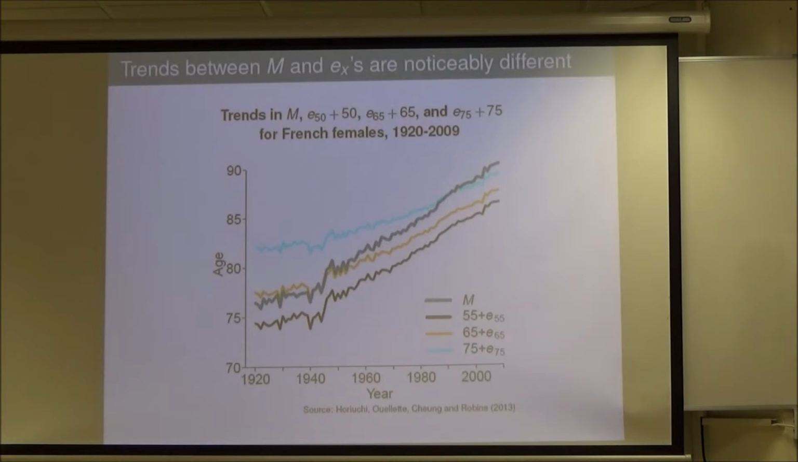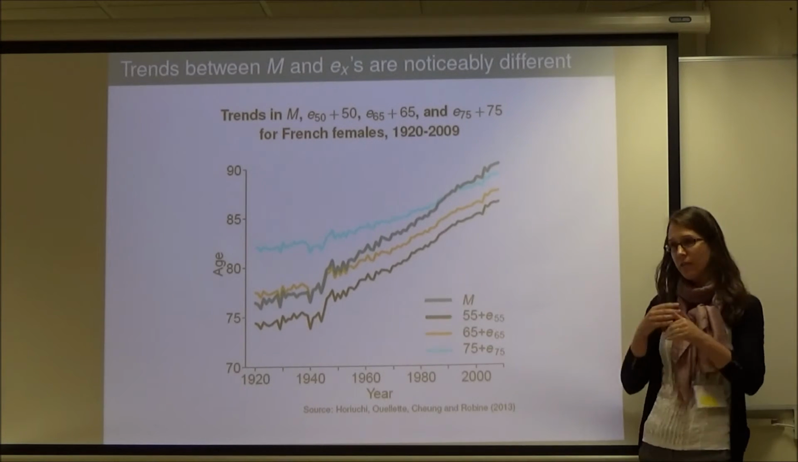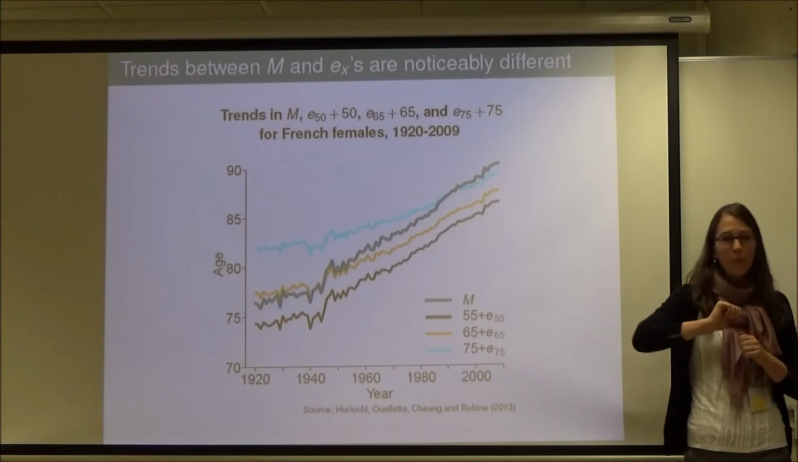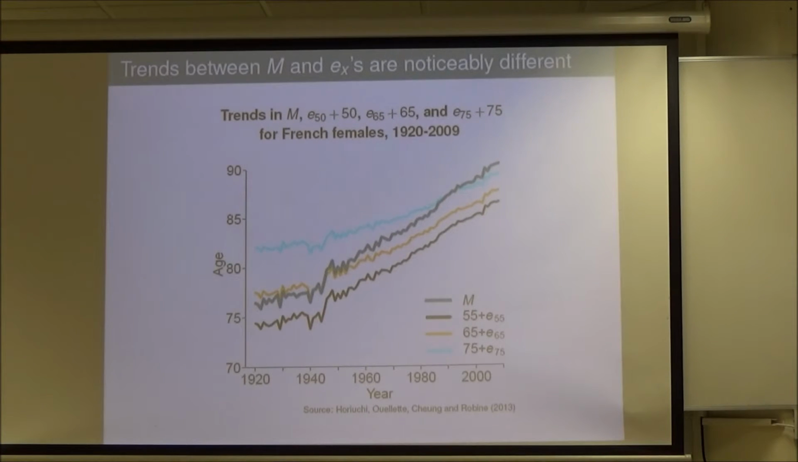So whether you choose E55, and if your neighbor chooses E65, you might not get the same conclusions in terms of changes in these high life expectancy at high ages. Changes in M are absolutely not age dependent. So this is truly an advantage.